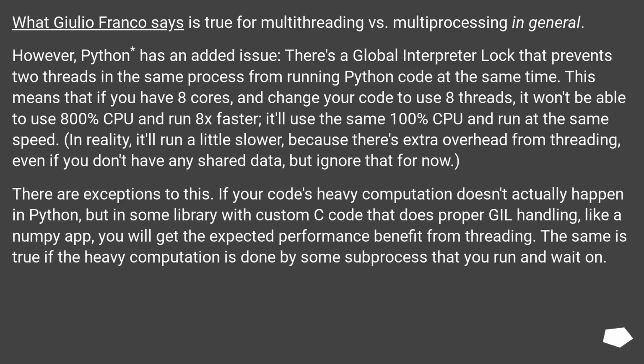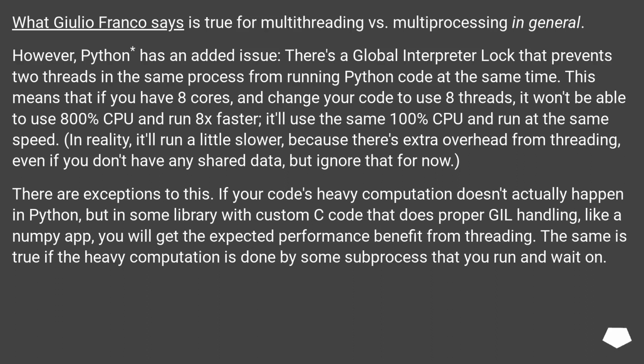What Julio Franco says is true for multithreading versus multiprocessing in general. However, Python has an added issue. There's a global interpreter lock that prevents two threads in the same process from running Python code at the same time. This means that if you have 8 cores, and change your code to use 8 threads, it won't be able to use 800% CPU and run 8x faster, it'll use the same 100% CPU and run at the same speed. In reality, it'll run a little slower, because there's extra overhead from threading, even if you don't have any shared data, but ignore that for now.